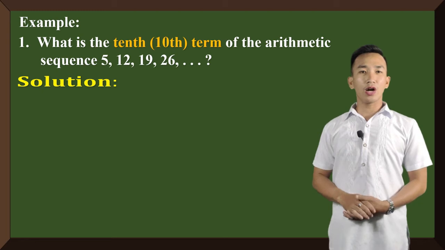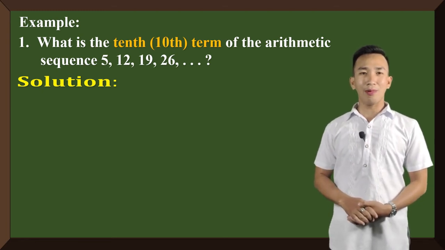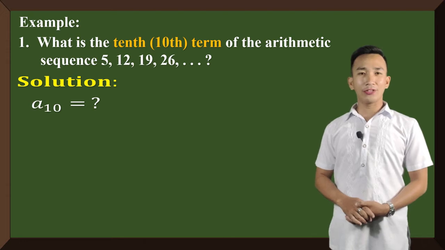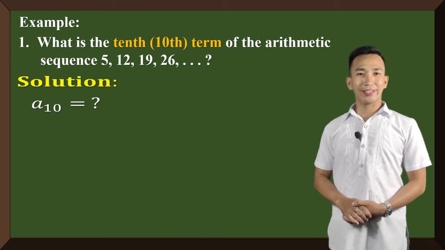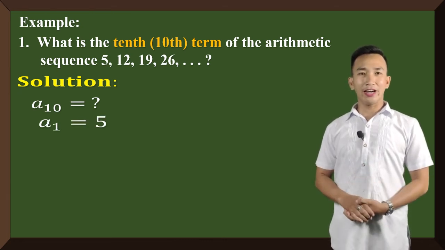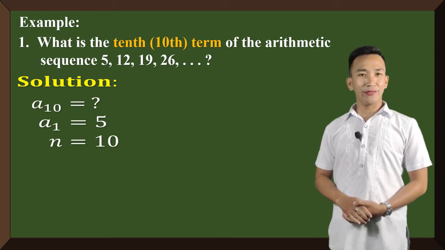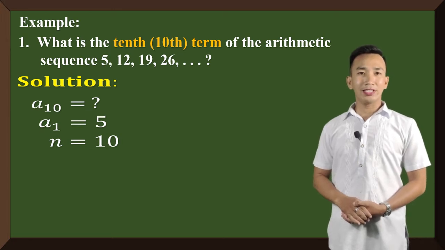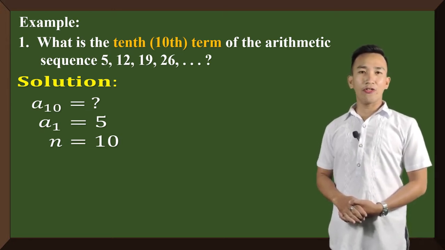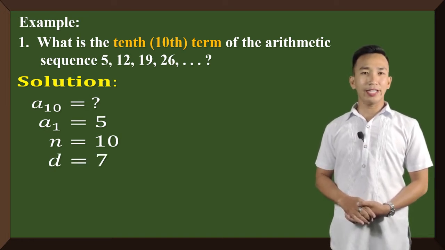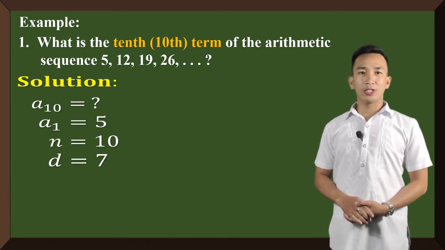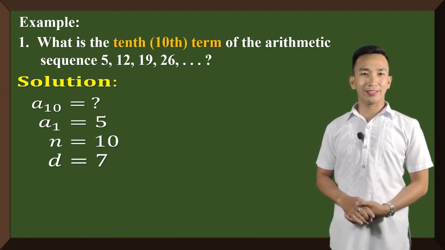First step, we are going to find what is asked in the problem. The problem is asking for the 10th term. And what are the given? Great! The given are a sub 1 is 5, n or the number of terms is 10. Why 10? Because you are asked to find the 10th term of the sequence. And d or the common difference is 7. Why? It's because the difference between any two consecutive terms is 7.